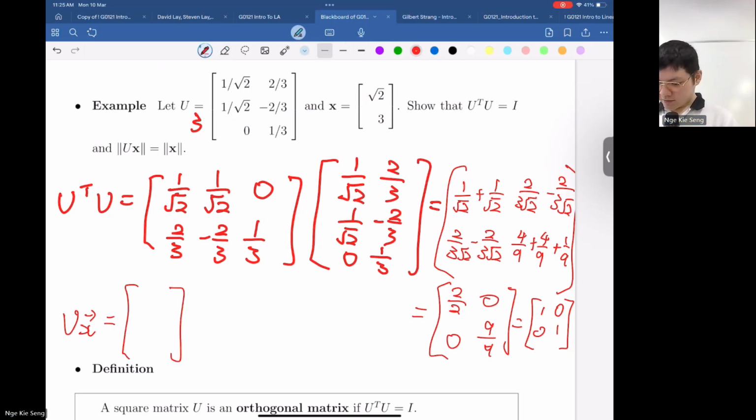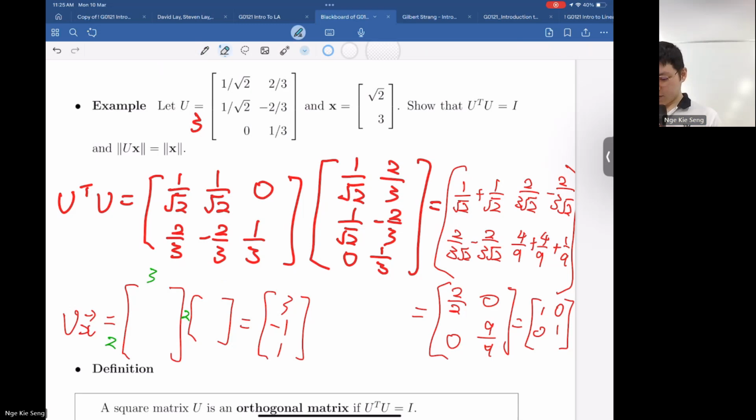Anyone tell me? Let's draw this. What did you get? Anyone doing computation or not? Okay, Edward. 3, -1, and 1. So first of all, you check the size. Is the size correct or not? U is 3 times 2, and then x is 2 times 1, so you get a 3 times 1, correct?